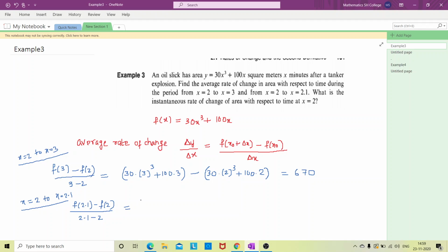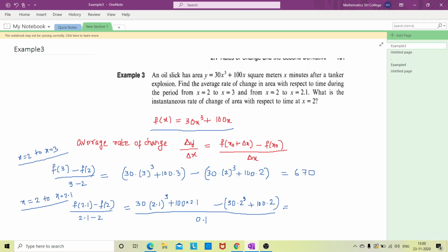So this we can calculate. F at 2.1 means we have to replace x with 2.1 in this equation. This is our f of x. In this, replace x with 2.1. So you will get 30 into 2.1 whole cube plus 100 into 2.1, minus f at 2. F at 2 is the same as here, so it is 30 into 2 cube plus 100 into 2. Then we have the whole divided by 0.1. This simplification you can also do in a calculator.